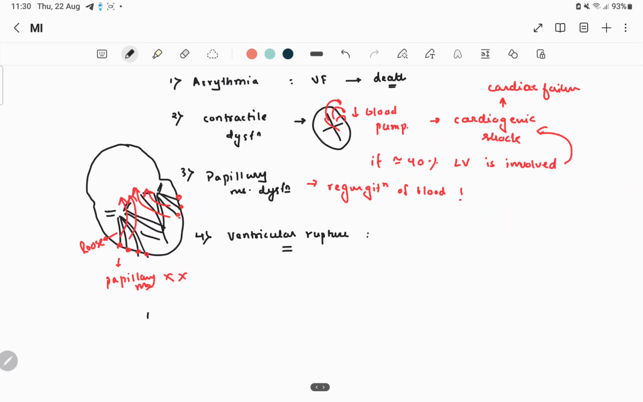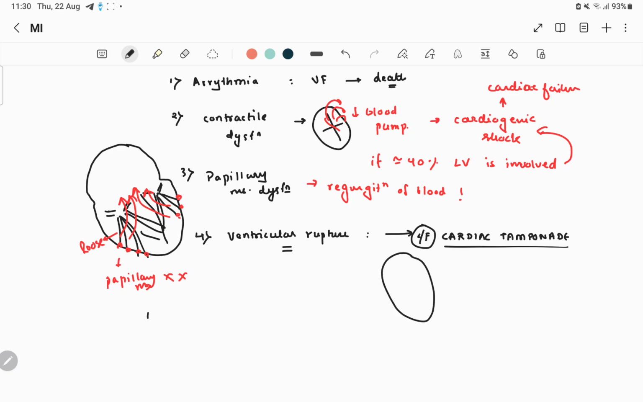and this ventricular rupture will manifest as cardiac tamponade. So this is the clinical feature of ventricular rupture. Cardiac tamponade means the compression of the heart due to blood in the pericardial space.